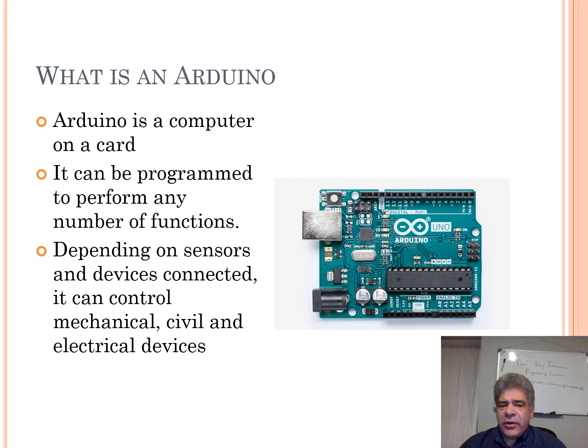So I mentioned earlier that you are going to have to purchase an Arduino. So what is an Arduino? An Arduino is a computer on a card. It can be programmed to perform any number of functions depending on the sensors and devices connected. It can control mechanical, civil, and electrical devices. I have a link to the kit that I'm asking you to buy, but that's basically what it looks like, that little card. And then you'll program it to do various things, and you'll add things to it so that it will control them.